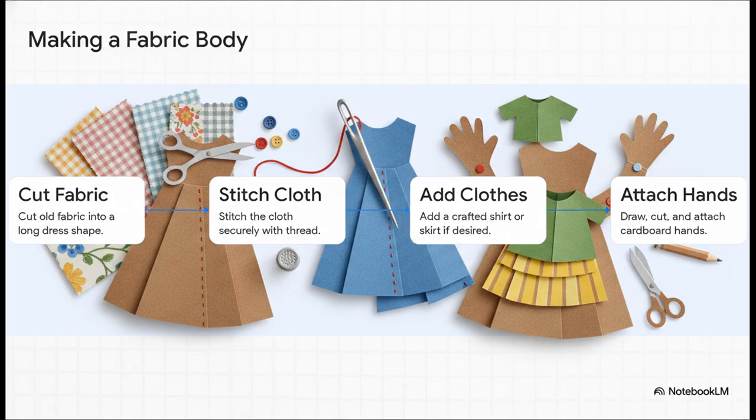Now, if you want to build a more traditional human puppet, this simple 4-step blueprint is a game changer. Step 1. Take some old scrap fabric and cut it into the shape of a long dress. Make sure it's long enough to hide the stick attached to the puppet's head. Step 2. Stitch it up securely with a needle and thread. Step 3. If you want to get fancy, craft a little shirt or skirt to go over that base dress. And finally, Step 4. Just draw and cut some hands out of cardboard and attach them right to the sleeves. And there you go. You've got a custom, flexible body for your character.